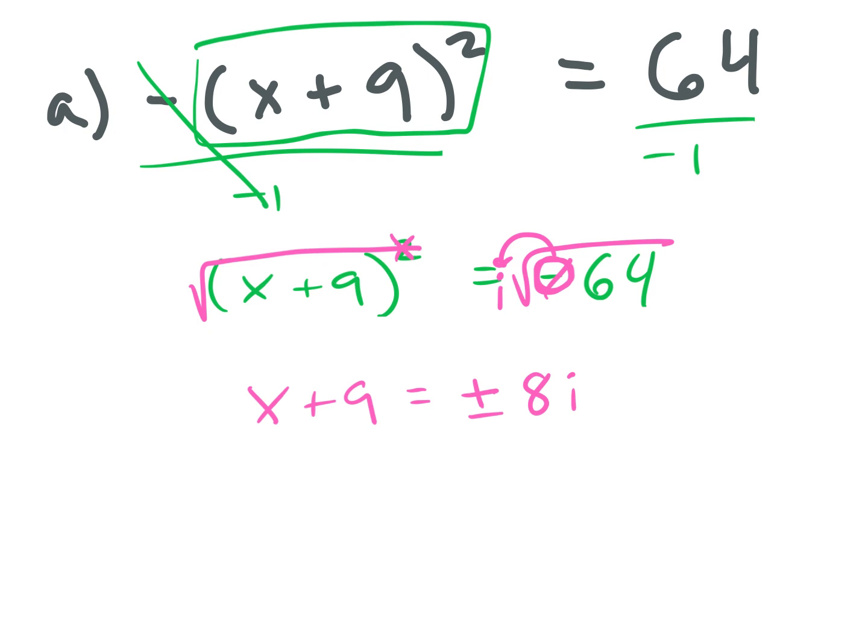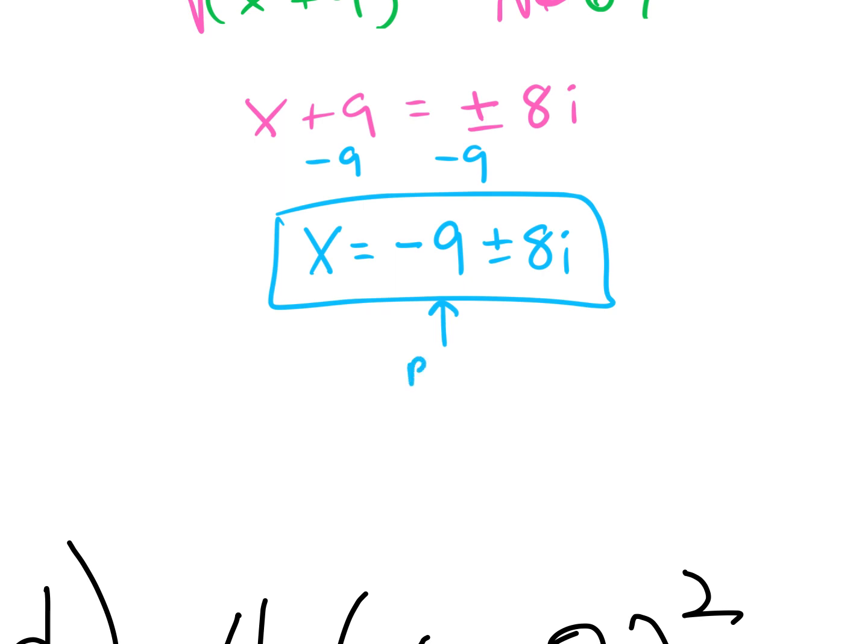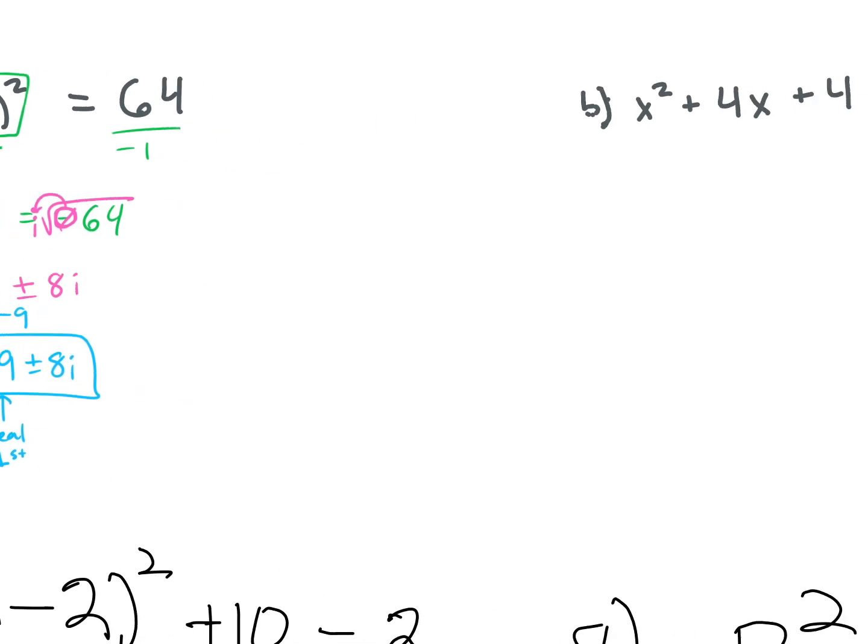Now we're not done yet. We need the x all by itself. It's got to be x equals. So what would I have to do next? Subtract 9. Awesome. 9 and 8i are not like terms, so I cannot combine them together. So x equals negative 9 plus or minus 8i. So just like before, the real part has to come first, imaginary second. Any questions here? Good with A? Let's do B.